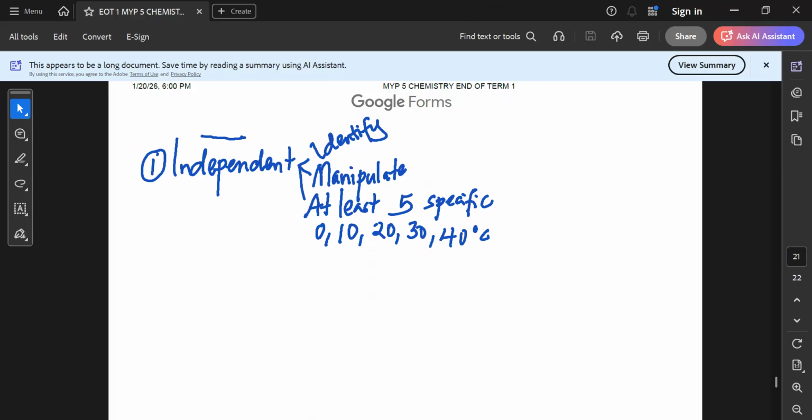The other thing you must say for the experiment, you'll be repeating it, or you'll be carrying out 3 trials. 3 trials. That means repeating the experiment at the same independent variable. Maybe at 0, you repeat it 3 times.